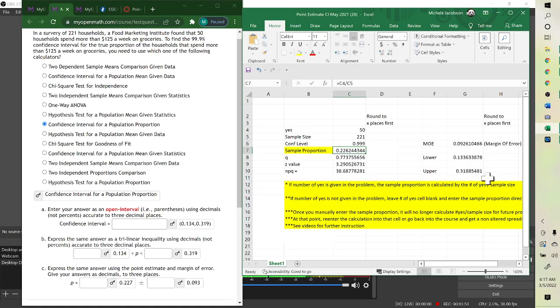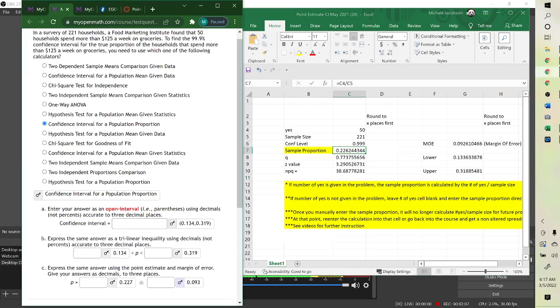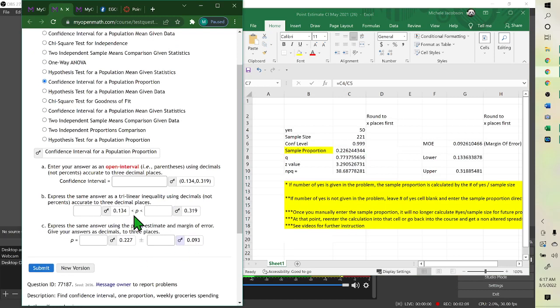And here's our interval, 0.134 and 0.319 right here. So one way of writing it is an open interval where you use parentheses separated by a comma. Another way is to put the P for proportion in between the two values. Same values. Now this one here, you use the proportion.